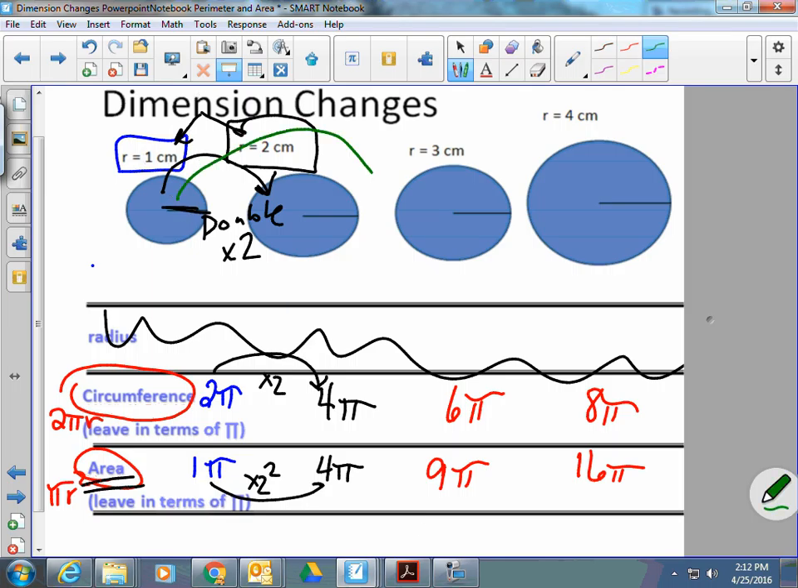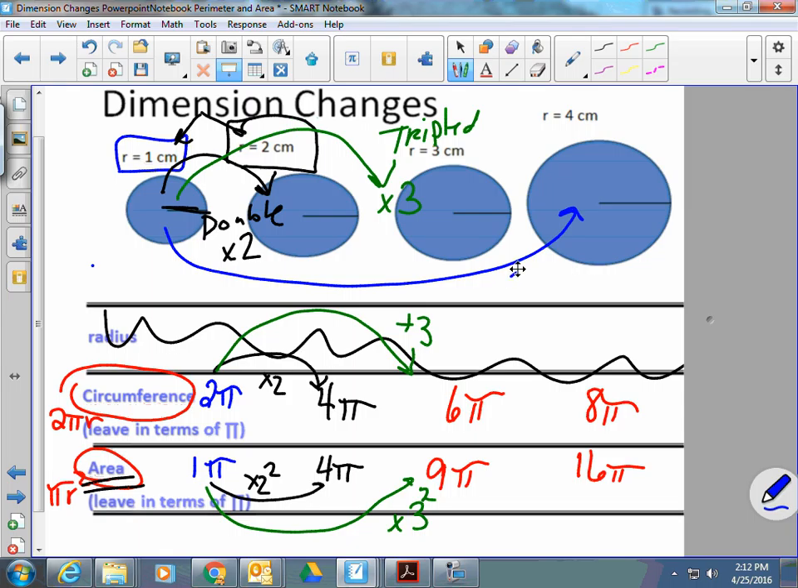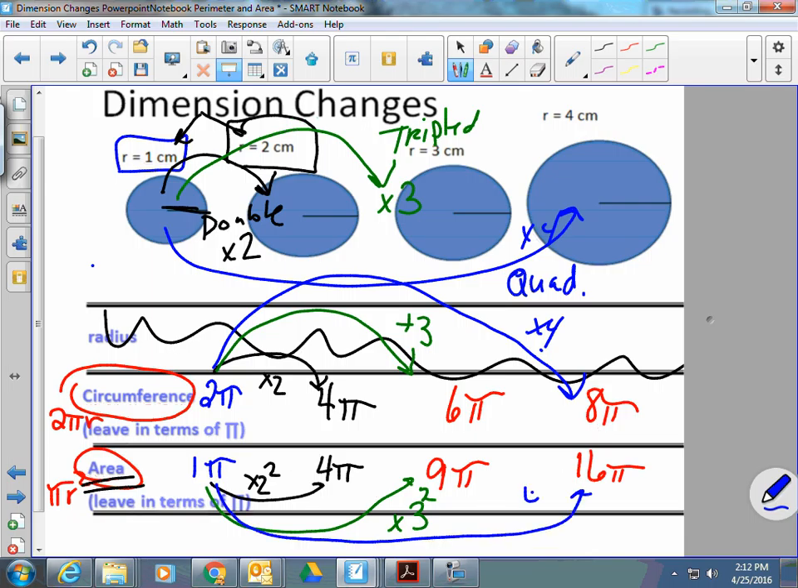What do I do to get from here to the third circle? We tripled it, right? So it's going to be times 3. So 2 times 3 gives me 6 pi. Here, 1 times 3 doesn't give me 9, though, because it has to be 3 squared. And then the final one, to get from here to here, what is that called? Quadruple, very good. Which means we're going to multiply by 4. So 2 times 4 gives me 8. But 1 times 4, remember it's 4 squared to give me the 16. Are we okay? You're like, yeah, Ms. Ramsey, this is all good, but I'm not quite understanding.